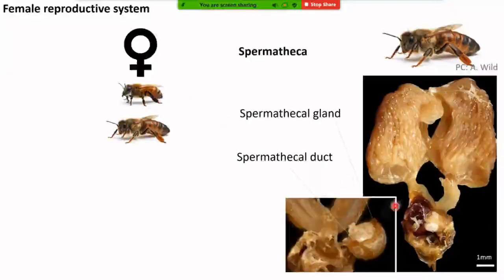Because the workers do not have a Spermatheca, they're not able to mate, and therefore they would not be able to produce female offspring, even though they can lay eggs because they do have ovarioles.